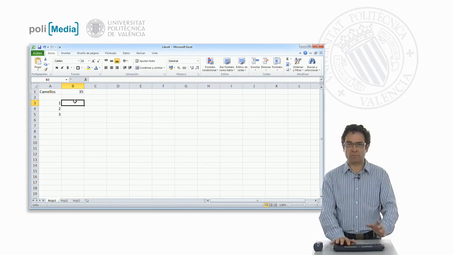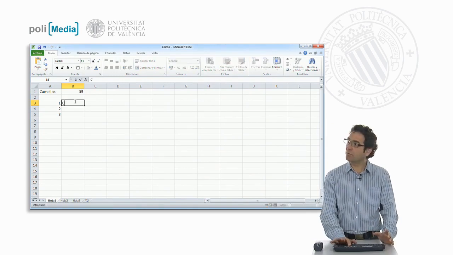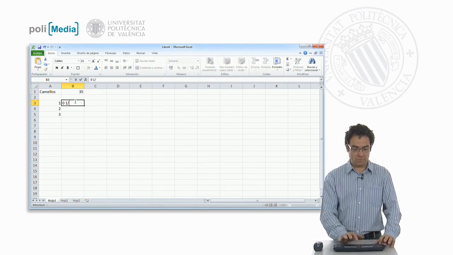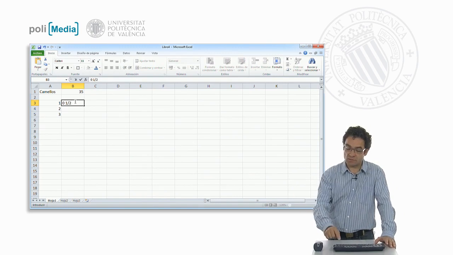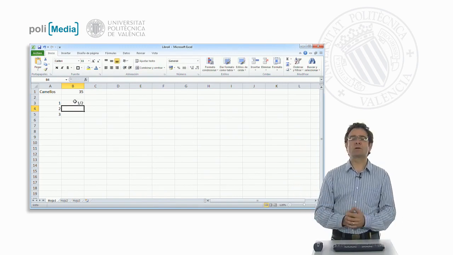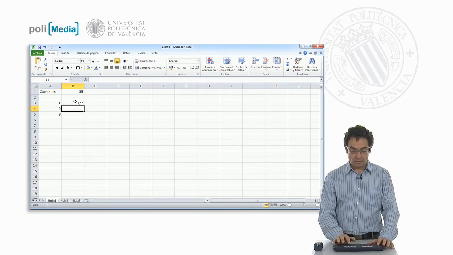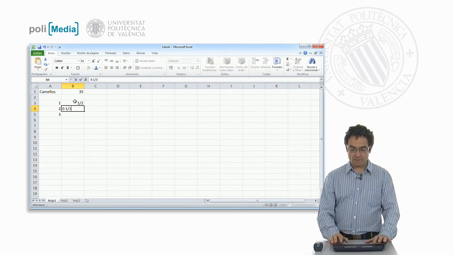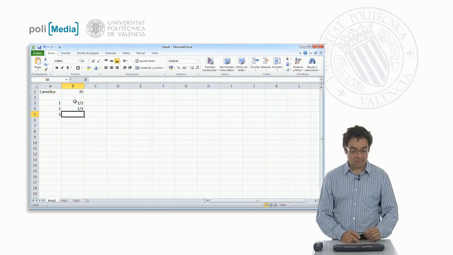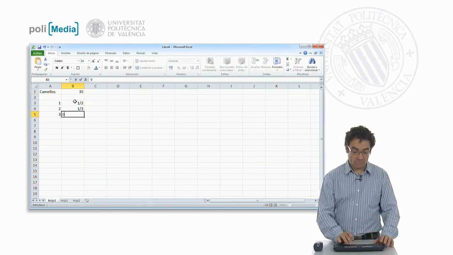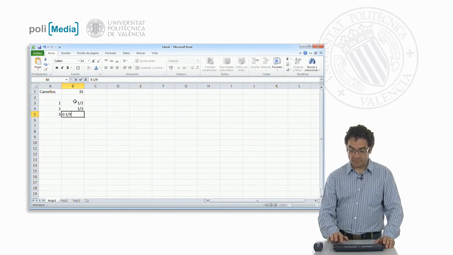We know how to express fractions in Excel. Let's type a 0, a space, and 1/2. So here we are going to express the half, which is what the first brother must receive. The second brother must receive a third. And as for the third brother, he must receive only a 9th.